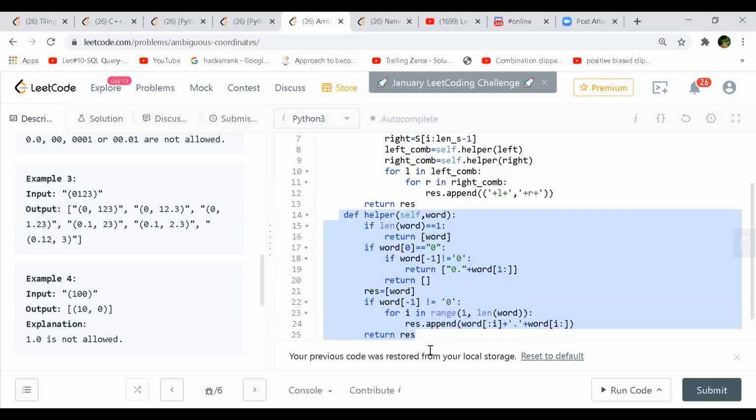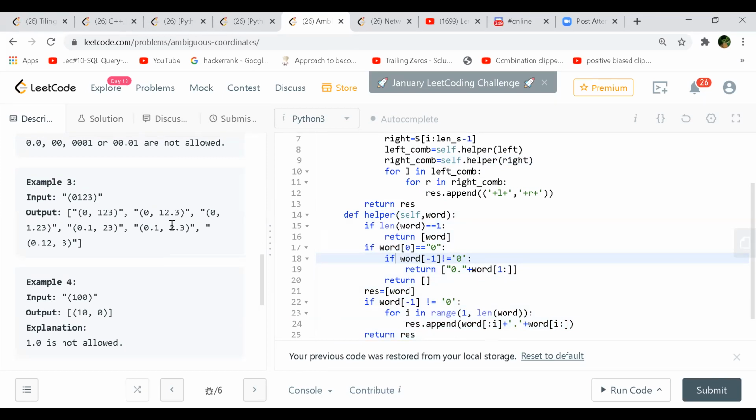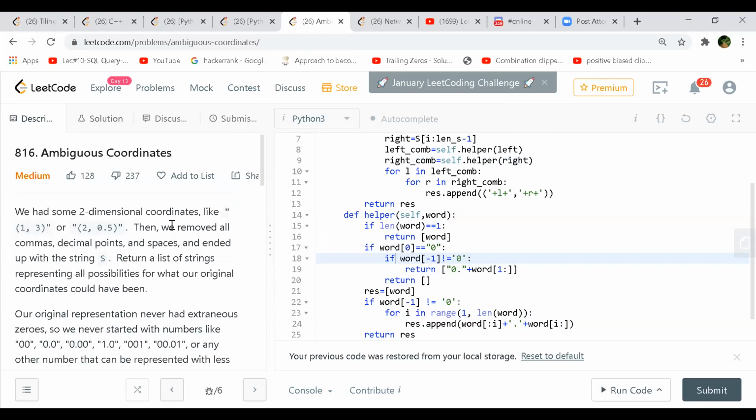But it's not a very easy problem, correct? It's not straightforward. You have to take care of many things, because when you look at all the rules, the way they describe the problem solution, they are overwhelming. You think there are many rules. But when you look at this implementation, it's very clear. You just have to look for the left and right zeros. That's all. He's saying our original representation never had extraneous zeros, so we never start with numbers like these.